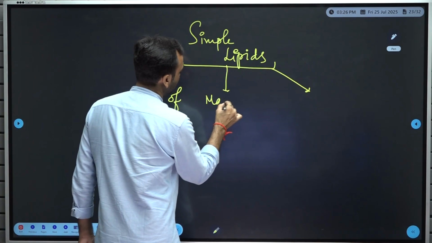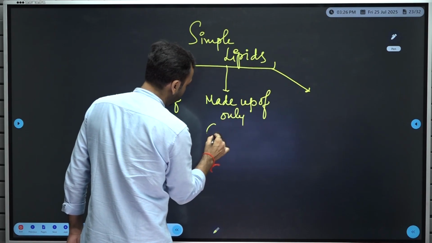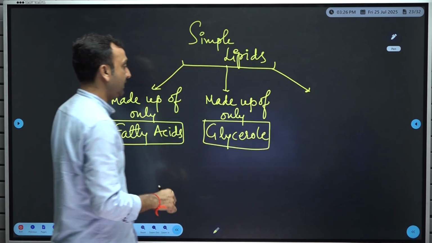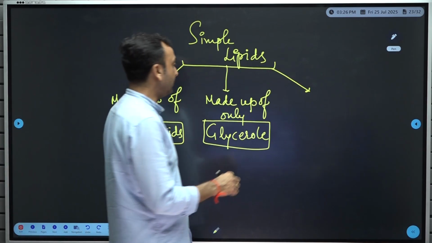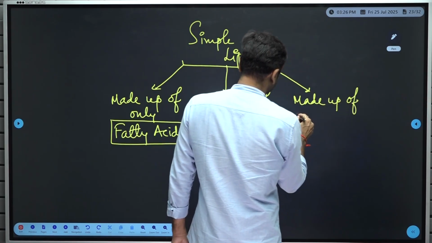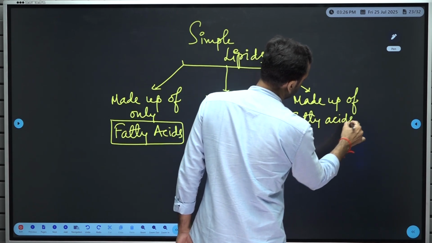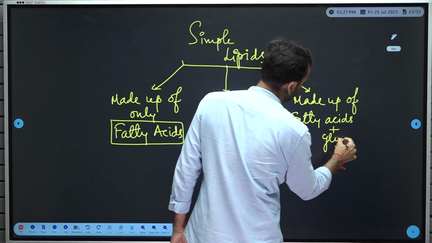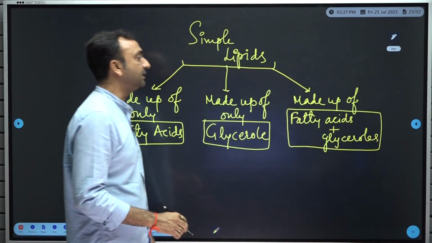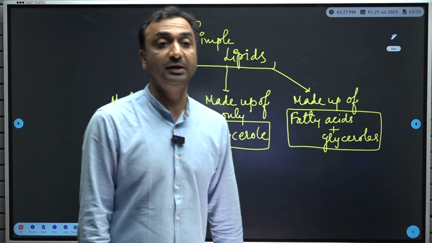Second, made up of only glycerol. So glycerol itself is kind of simple lipid, and there are many made up of the fatty acids plus glycerol. So this is important for us now. This structure, third type of the simple lipid, which contains combination of these 2 molecules, fatty acids plus glycerol.